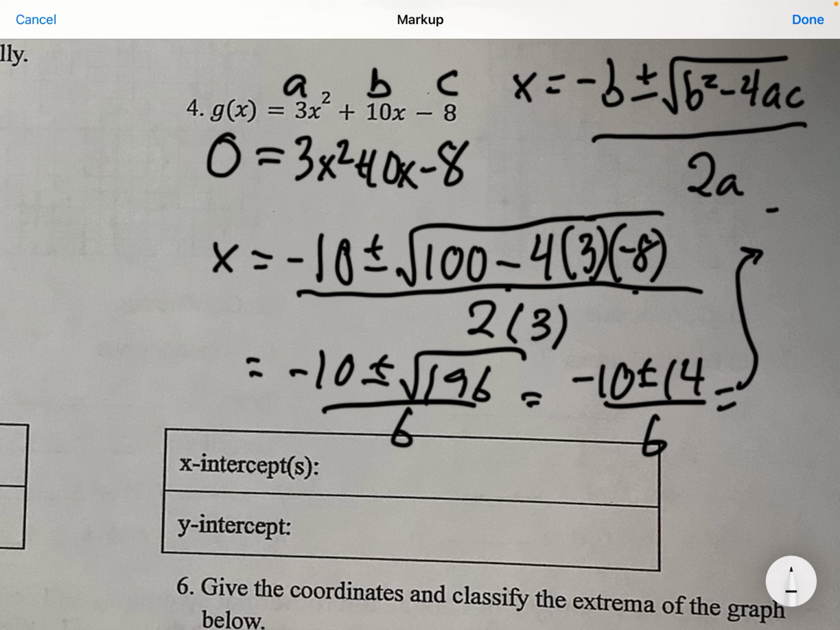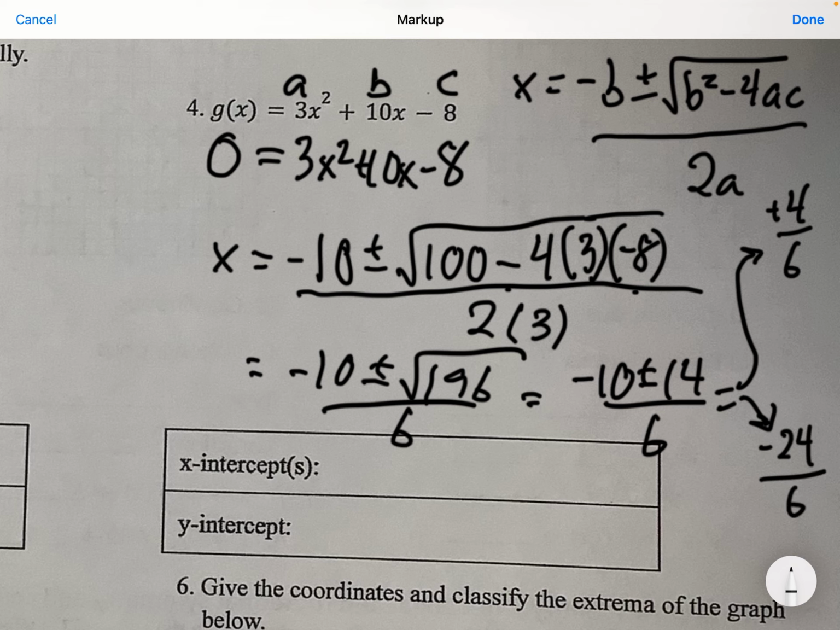This is equal to negative 4 over 6 if you take the minus, minus value. Excuse me, positive 4 over 6 if you take the plus value, because negative 10 plus 14 is 4, and then you divide it by 6. Or it could also be, if you take the minus, it'd be negative 24 over 6.